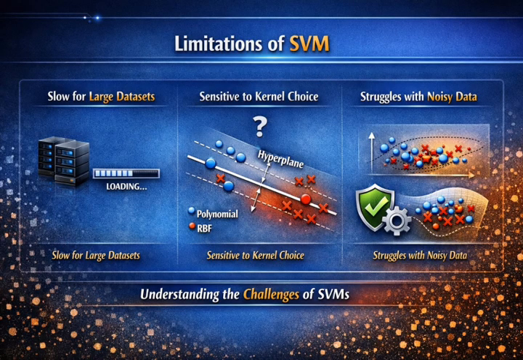To summarize, support vector machine is a maximum margin classifier that relies on support vectors to define the decision boundary. With the kernel trick, it can handle nonlinear data effectively. While it is powerful and theoretically sound, it can be computationally heavy and sensitive to kernel choice. Understanding support vector machine gives us insight into both geometry and optimization in machine learning.